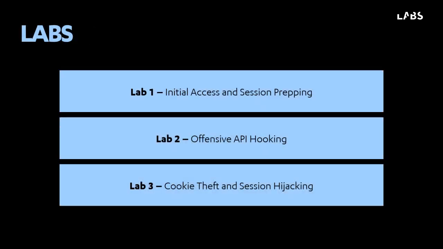To do that, just as before, we've got our 3 labs. The first lab is going to cover the construction of an initial access and session prepping payload. That's quite an in-depth lab, so we've actually split that up in the lab guides into 2 separate entries. And then following that, there is an offensive API hooking demo using MD6 RDP Thief. And then lastly, we have our 3rd lab, which is going to cover cookie theft and session hijacking, like I said, and that's going to use Rich Warren's CHLONIUM project.